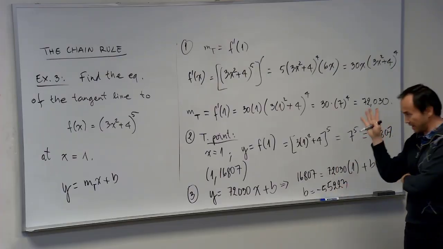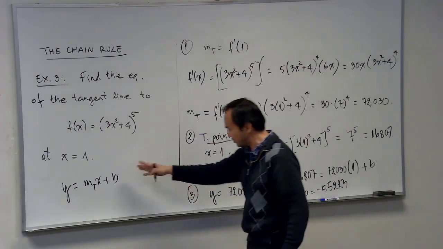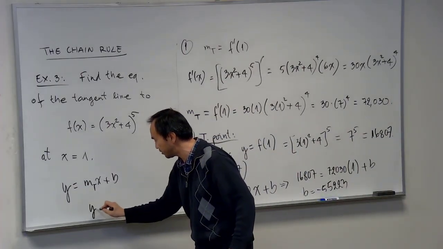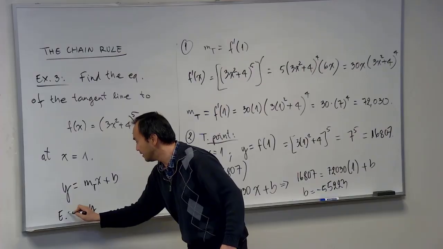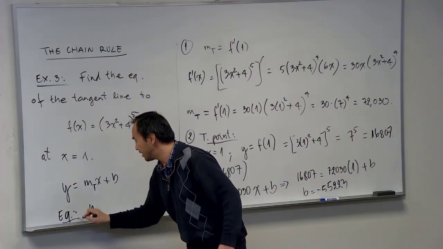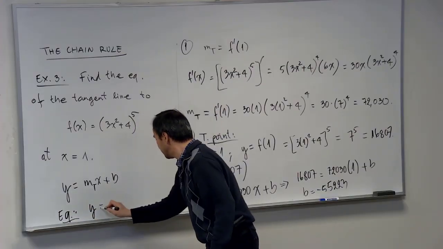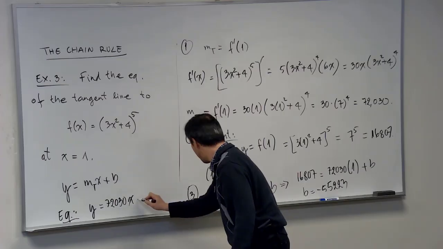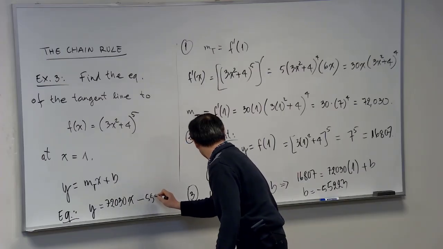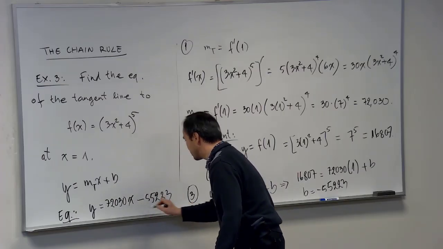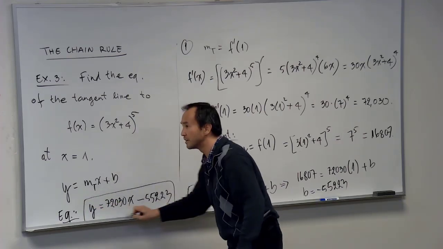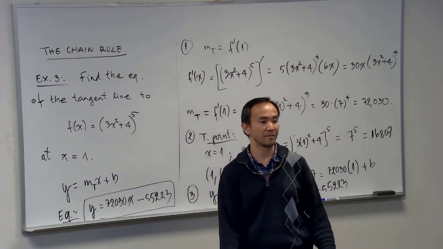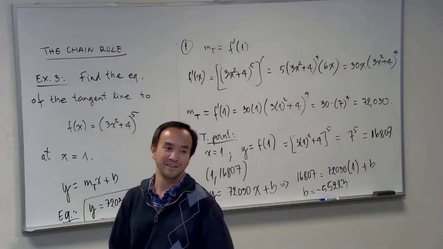All right, so now we have completed our equation. I'm short of space, so I'll write that final equation here. So the final tangent line equation, the equation that we found here: y equals 72,030x minus 55,223. That's our concluded tangent line. You guys follow it? Right.